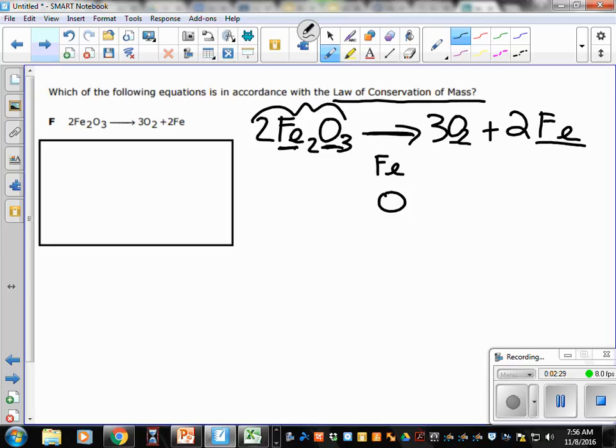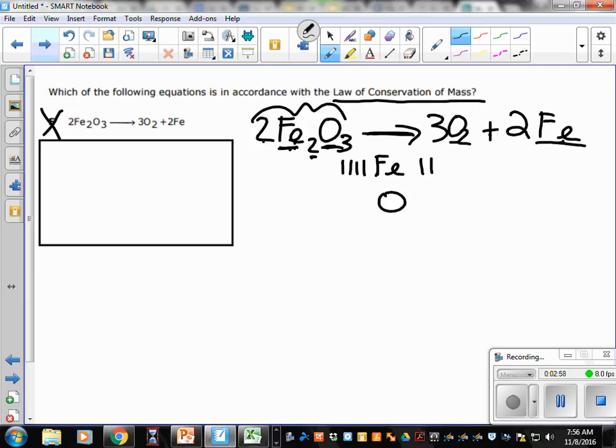Now to see if it's balanced, I'm going to look at iron on this side. I know that this is the coefficient. So there's 2 irons here times that 2 is 4 on this side. So there must be 4 on this side. I see 2 on this side. So I can stop right there. F is not balanced. If one element isn't balanced, the whole thing isn't balanced.